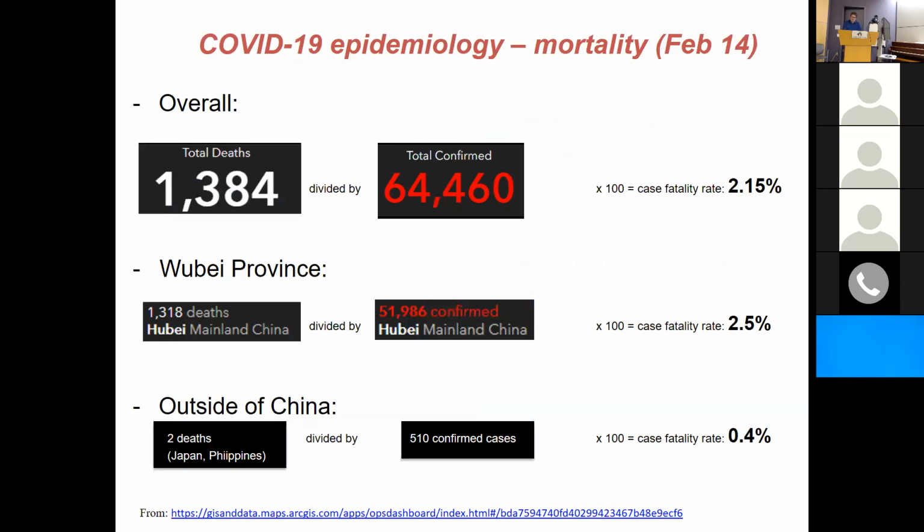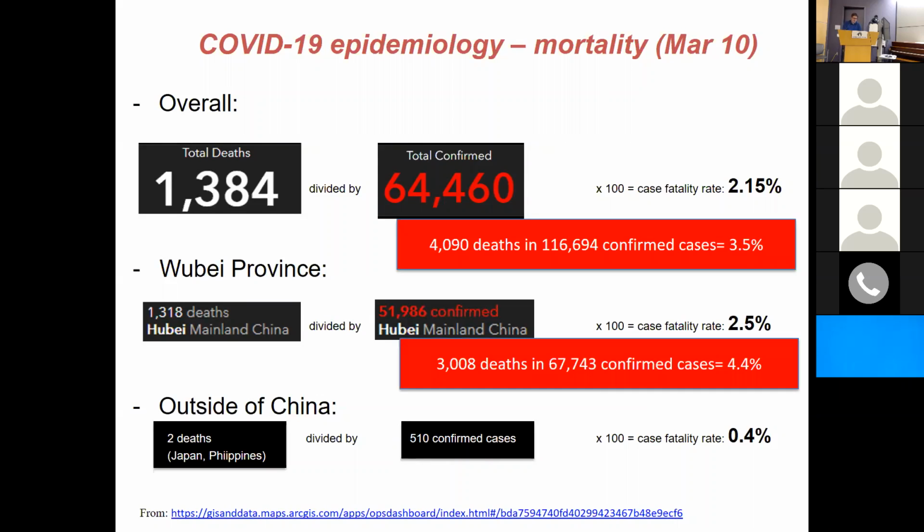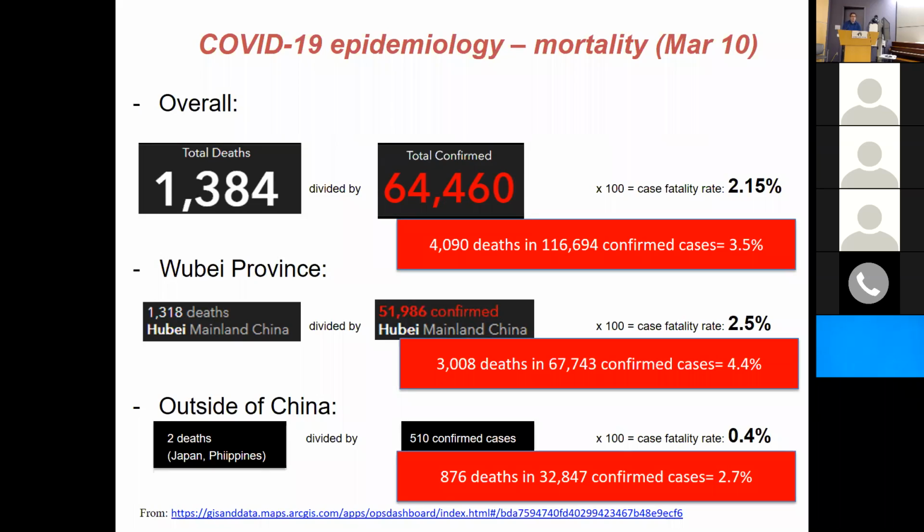So again, going back to February 14, and just to give you an idea how heterogeneous the numbers in terms of fatality rates are. Back then, overall fatality rate 2.15%, in the Hubei province 2.5%, outside of China 0.4%, only 2 deaths back then, one in Japan and one in the Philippines. If you do the same exercise now, or 2 days ago, Wuhan is at 3.5%. Hubei province is at 4.4%. Outside of China, we are sitting at 2.7%.